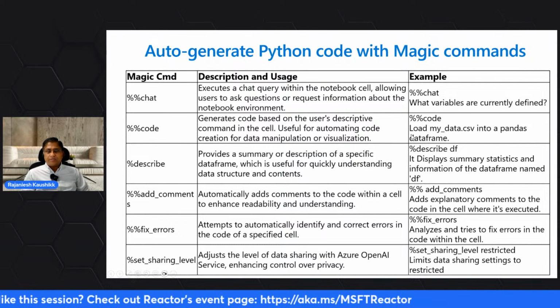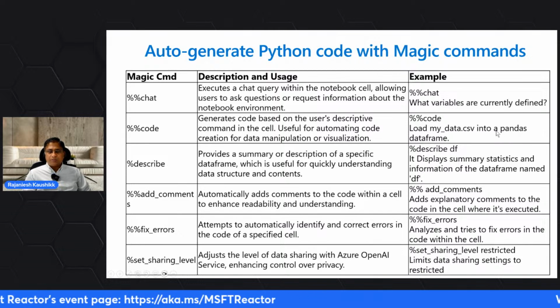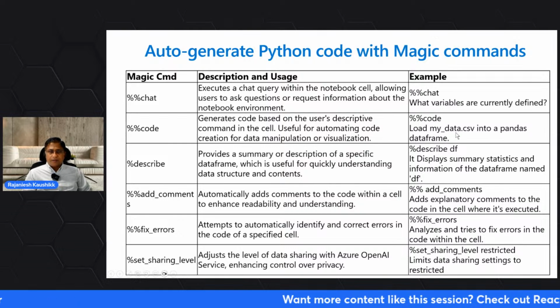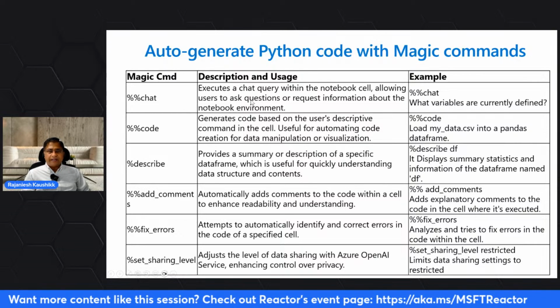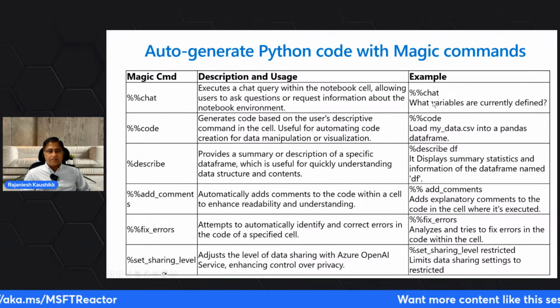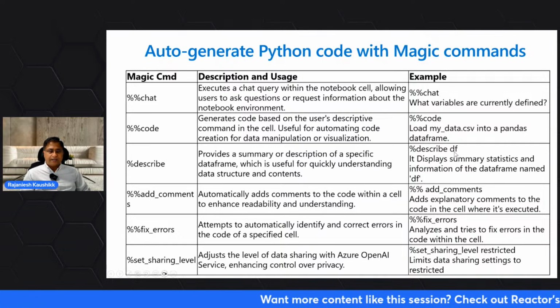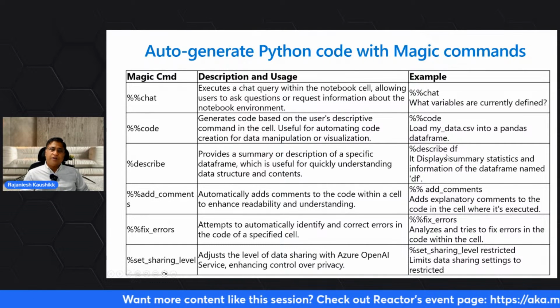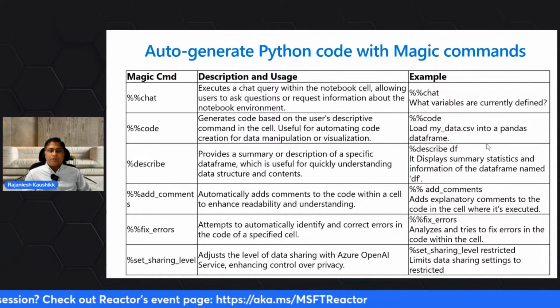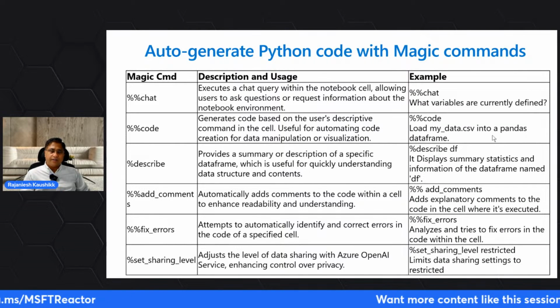One example is: load my data CSV into pandas. So this is my English-like statement, and I am putting a percentage code, and when I run it, it will generate the code for me, right? Similarly, if you want to have a chat with the Copilot, you can ask questions to the Copilot and it will give you those answers. So with this command, you can do the chatting with Copilot. The describe command describes the data frame or any other component which you are using in your notebook. This is very important, because sometimes you need to describe the data frame or the statistical summary of the data. There, this command really helps you.